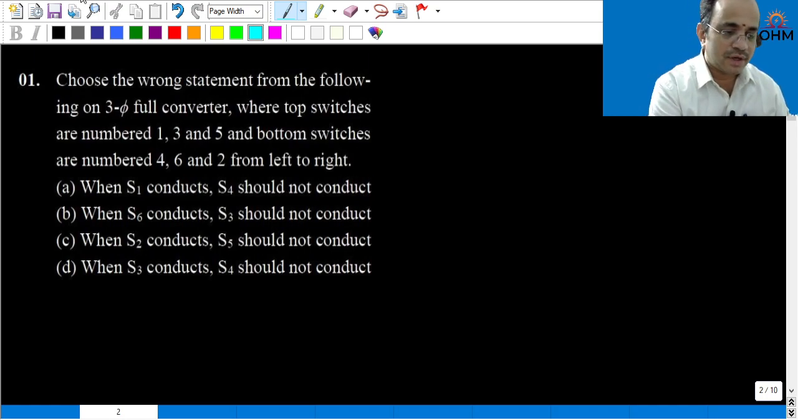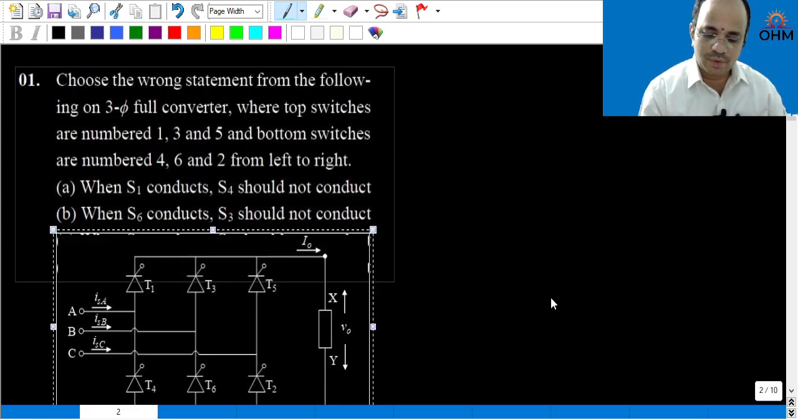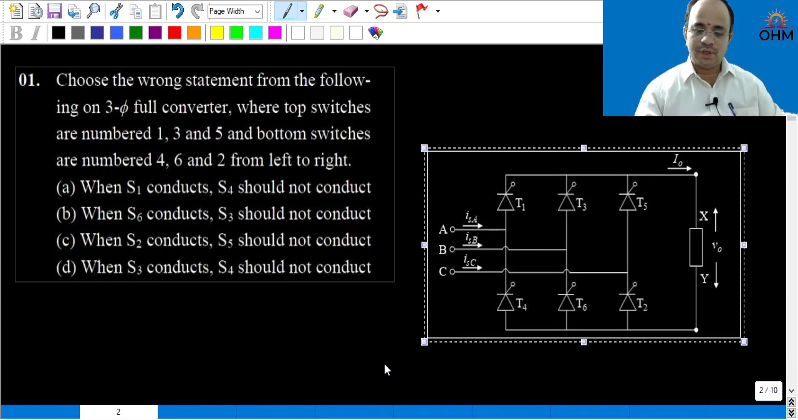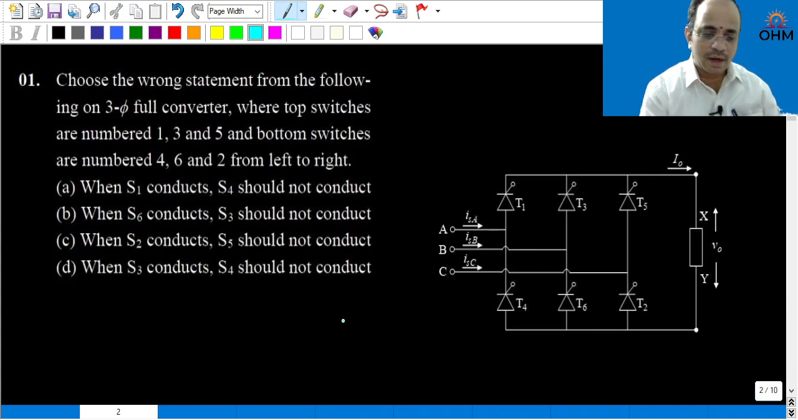Now just for quick reference, I will also show you the circuit diagram for this three-phase full converter. In the upper half, devices T1, T3, T5, simply mentioned as 1, 3, 5. Lower half devices 4, 6 and 2 from left to right. This is a standard notation. There is no twist in this question. Now what we have to observe is, what is the wrong statement from this?